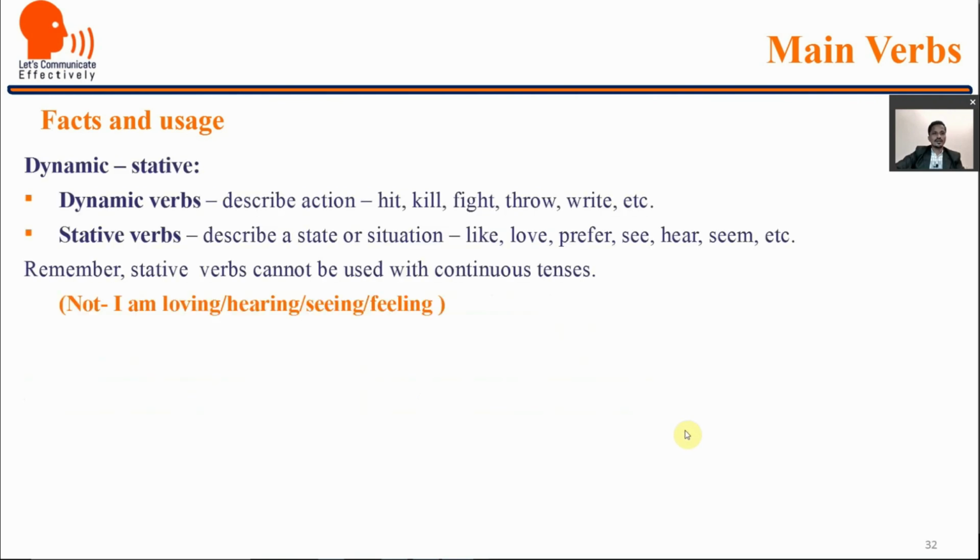Next, dynamic and stative. Dynamic verbs describe action like hit, kill, fight, throw, write, etc. Stative verbs describe a state or situation like love, prefer, see, hear, seem. Remember, stative verbs cannot be used with continuous tense, right? So we cannot use those stative verbs like I am loving it, I am hearing you, I am seeing that, I am feeling, and so on.